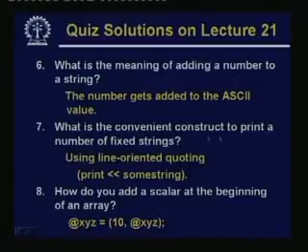What is the convenient construct to print a number of fixed strings? Well, you can give print a number of times, but this line oriented quoting is a much more convenient approach. This we had mentioned. How do we add a scalar at the beginning of an array? By constructing a list with the scalar to be added at the beginning followed by the array. If you assign it to the same array xyz, this 10 will get added at the beginning.